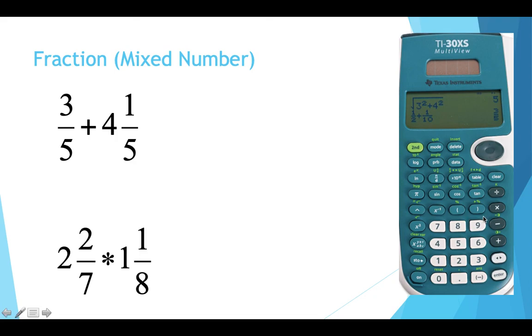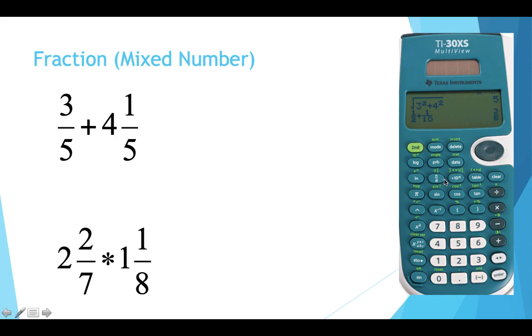So that was, run that through again, n over d, 3 down 5 over plus second n over d, 4 over 1 down 5 over enter. And that'll give you 24 over 5. So 24 over 5 is your answer here.